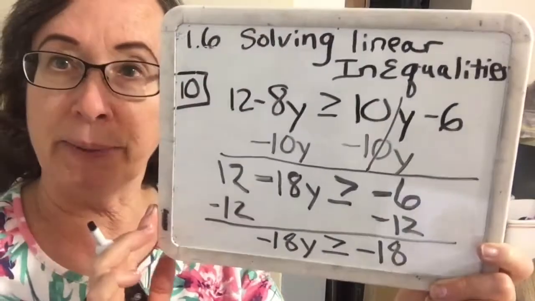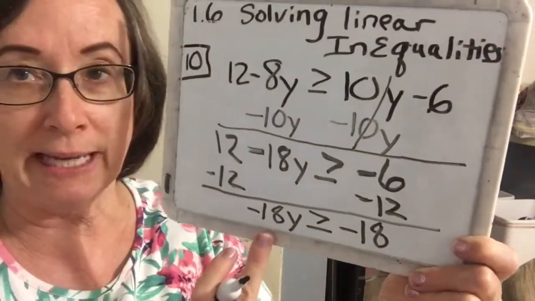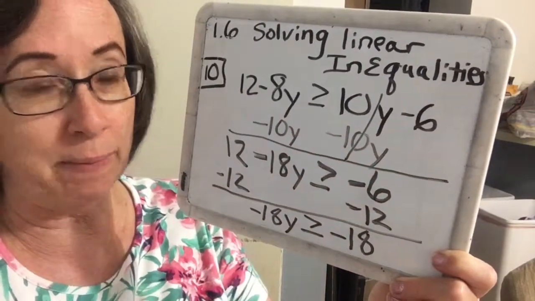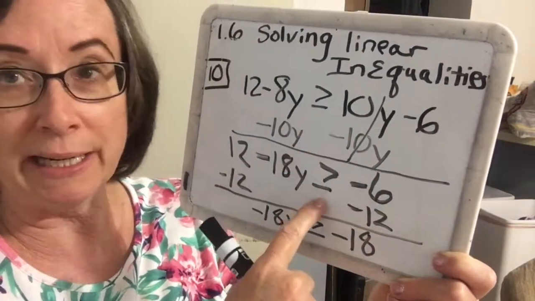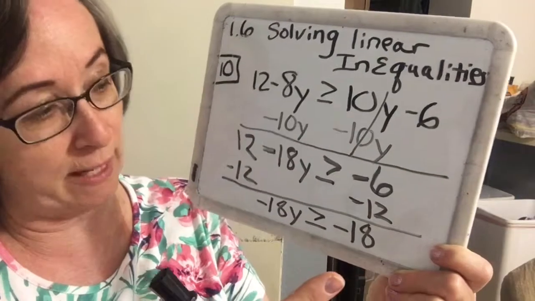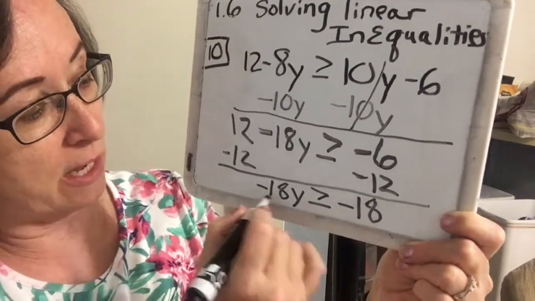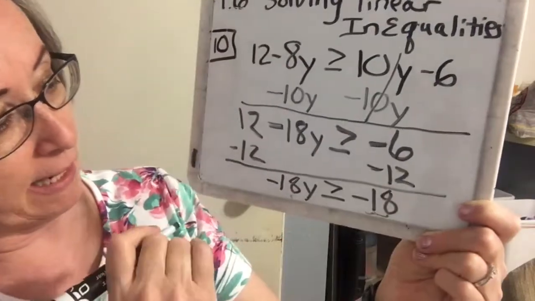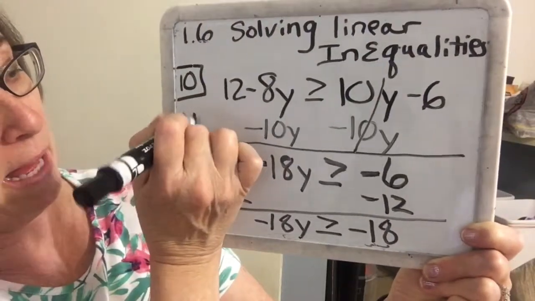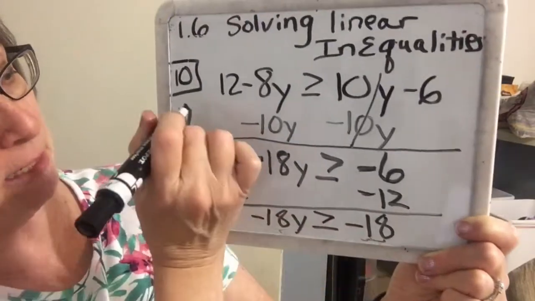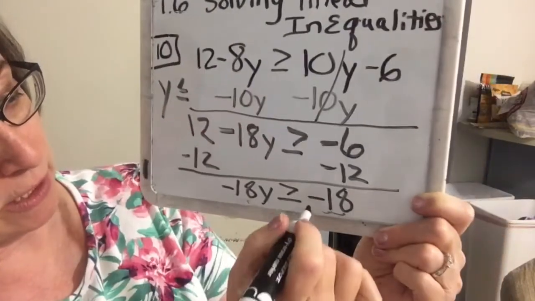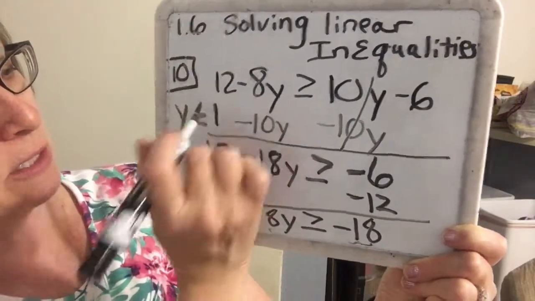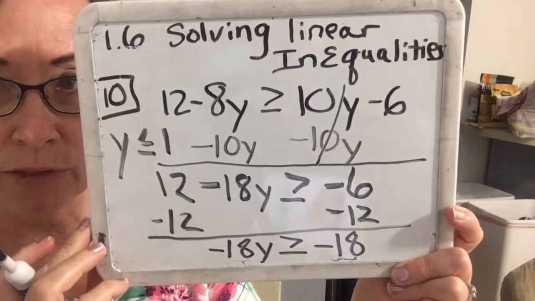Now, what is going to happen when I divide both sides by the negative 18? Remember, when I am dividing or multiplying by a negative number, my inequality sign must flip around. Okay, so I'm out of room here, but let's divide by negative 18 on both sides. Which means I'm going to get y, and when I flip that sign around, it's going to be less than or equal to, and that divided by negative 18 is a 1. So we should get y is less than or equal to 1.